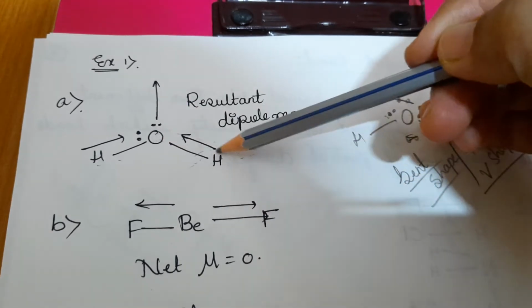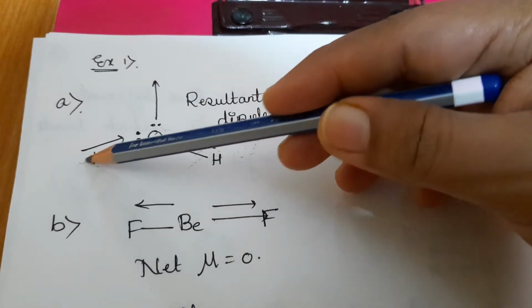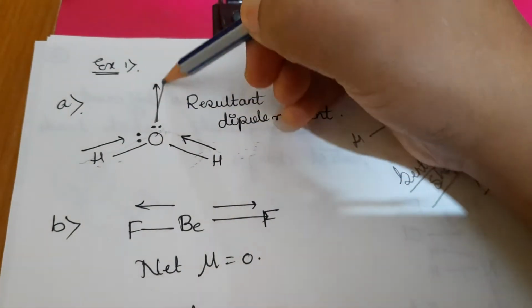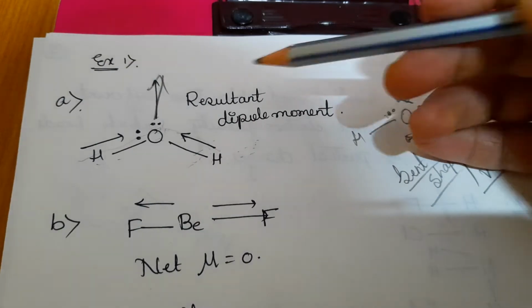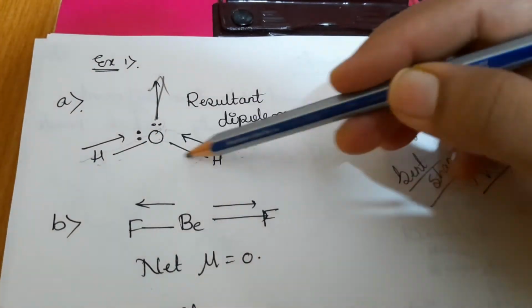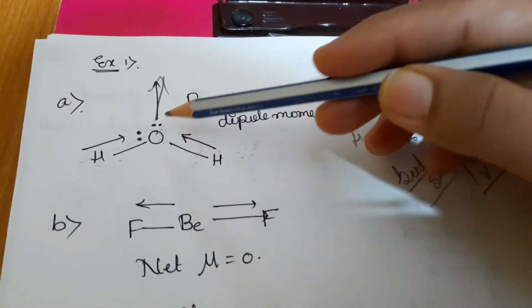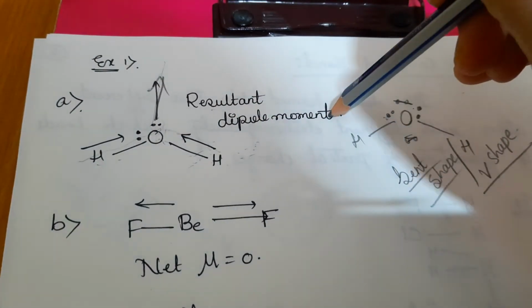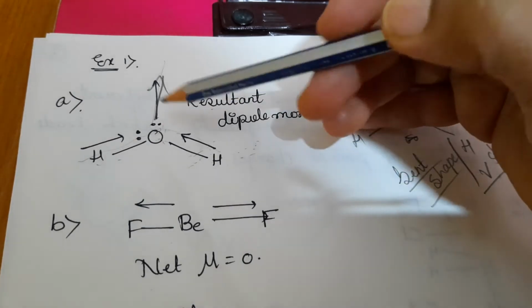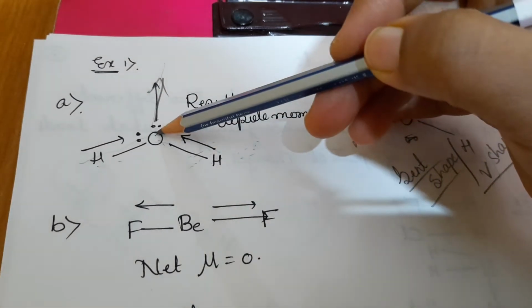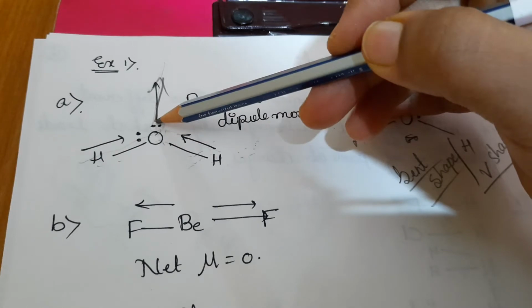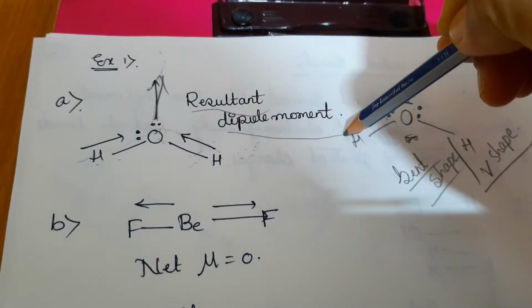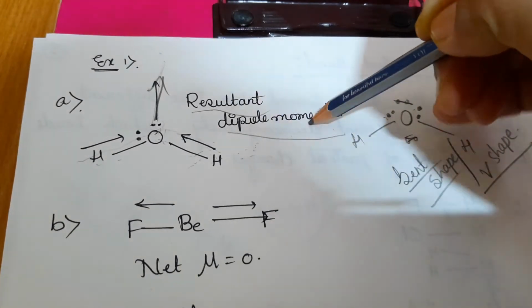This oxygen will be pulling electrons of hydrogen towards itself, and the lone pairs of electrons will be pulling in the upward direction. Oxygen pulls electrons of both hydrogens towards itself, whereas the lone pairs of electrons pull in the upward direction. Hence a resultant dipole moment will be present, so a resultant dipole moment will be seen particularly in the water molecule.